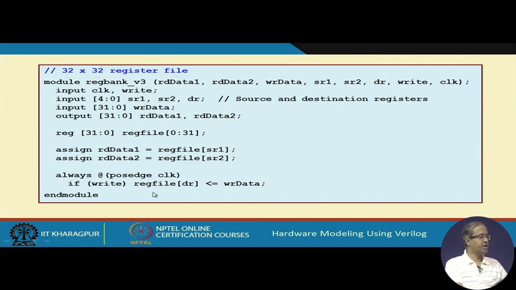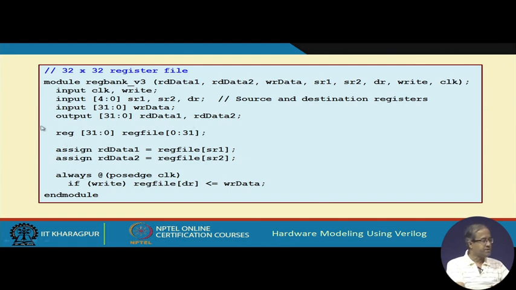Here let us see how we can model it. Here we are using an array like a memory. The arguments are the same: read data 1, read data 2, write data, source register 1, 2, destination register, write at clock. The difference is here SR1, SR2 and DR will be 5-bit quantities, because there are 32 registers and 2 to the power 5 is 32. That is why we will be needing 5 bits to represent a particular register, right.